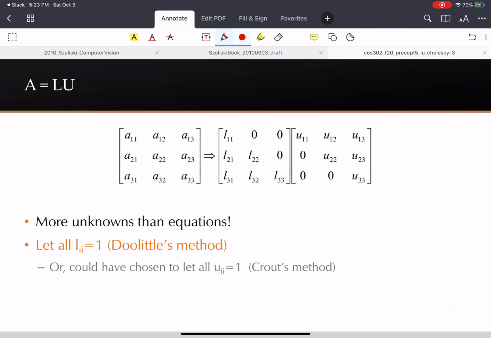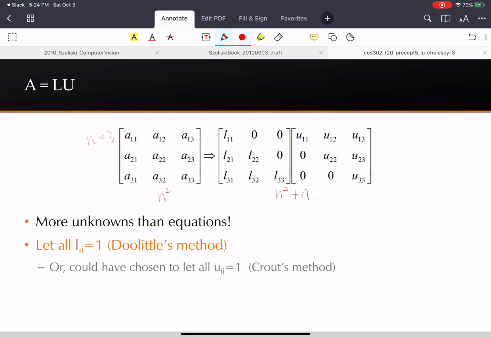Given a matrix of size n, so here n is equal to 3, we have n squared equations. But for the unknowns, we have in total n squared plus n unknowns. So the number of unknowns is larger than the number of equations we have. In other words, we are faced with an under-constraint problem.